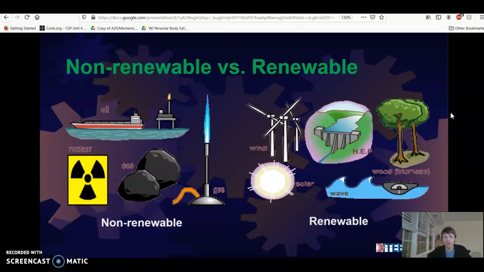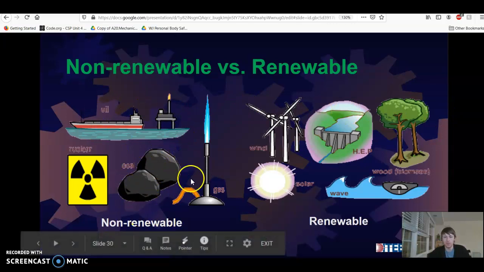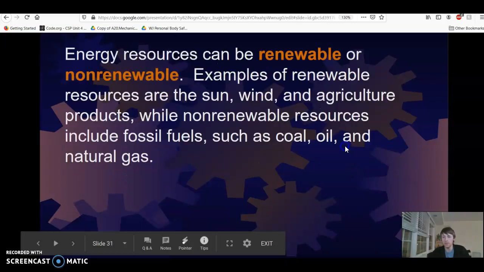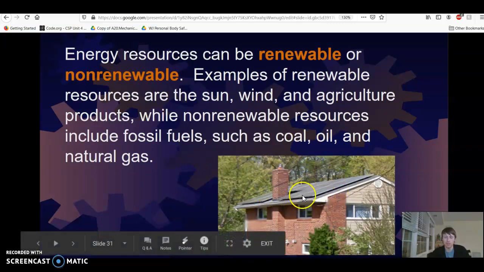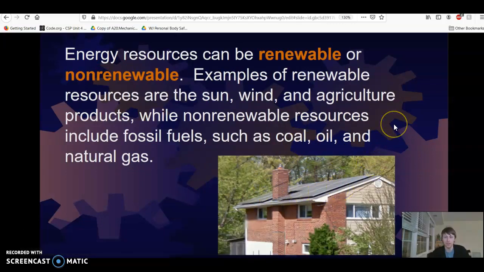Now, we talked a lot about the non-renewables over here, the burning things. Let's talk a little bit about renewables, although as I said, we won't go into huge amounts of detail. So, non-renewables we talked about, but renewables like solar panels. These are up and coming. They have become a lot more efficient recently.